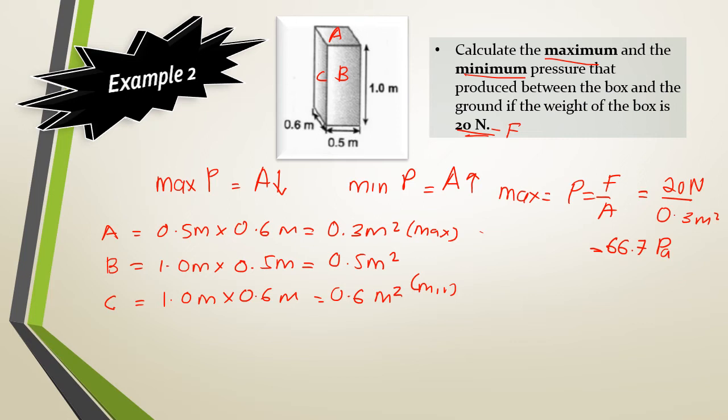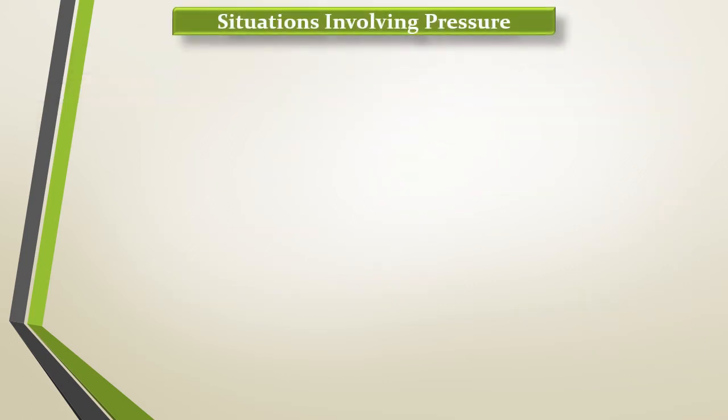Pascal. Okay. Yang minimum pula, minimum pressure, kita akan dapat P equal to F over A. Okay, 20 Newton. Okay, berat yang sama, weight still same, but the different surface area 0.6 meter square. So, the answer will be 33.3 Pascal. So, this is the final answer. So, we already got the answer, the final answer for the maximum pressure produced and the minimum pressure produced. Okay, good. So, this is the situation involving the pressure, okay, or the application of the pressure.